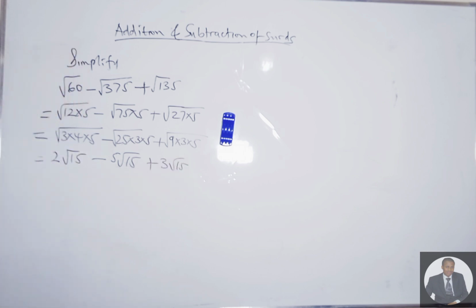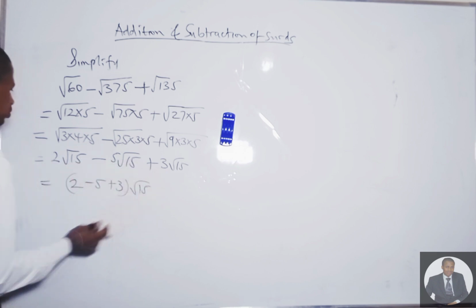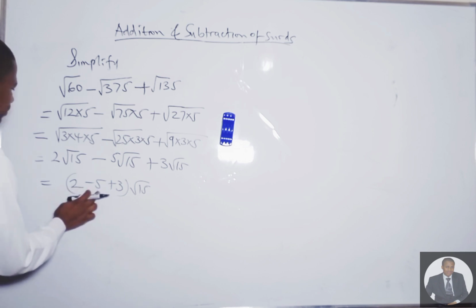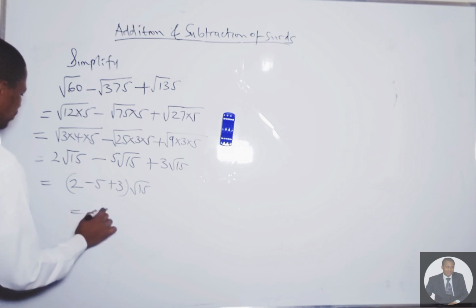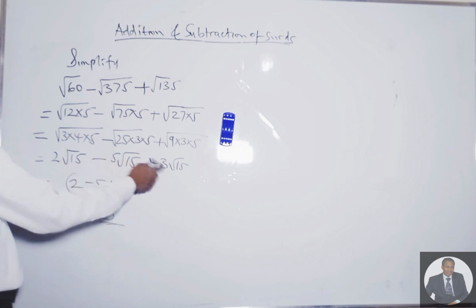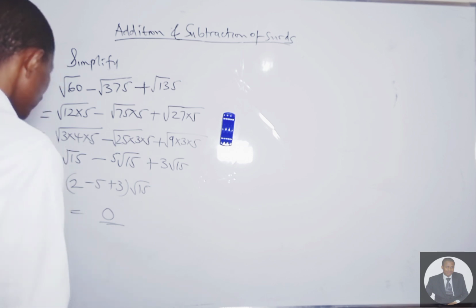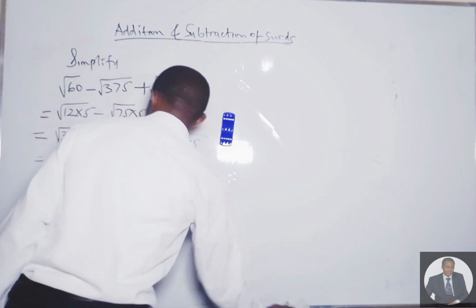So we eventually have root 15. So what we have is 2 minus 5 plus 3, root 15. 2 minus 5 is minus 3, plus 3 is 0. So we have 0 as our answer. So we have 0 as our final answer here.